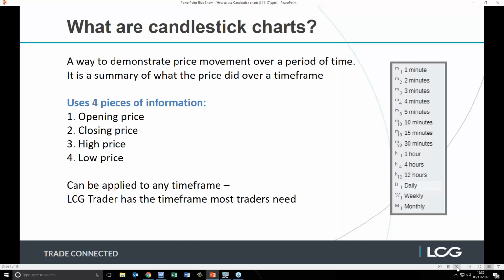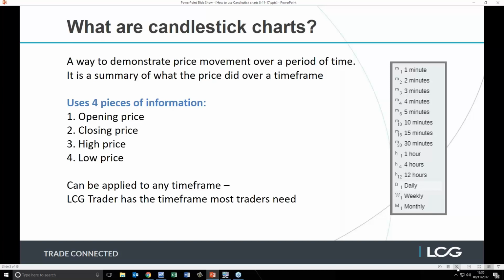Now if you have a 1 minute chart but it's got 100 candles on it, obviously each one of those candles is giving you some sort of demonstration of how the price moved over that period of time. And obviously that's important in the context of technical analysis, because we're using that information on past prices to give us some indication of what's going to happen for future prices.